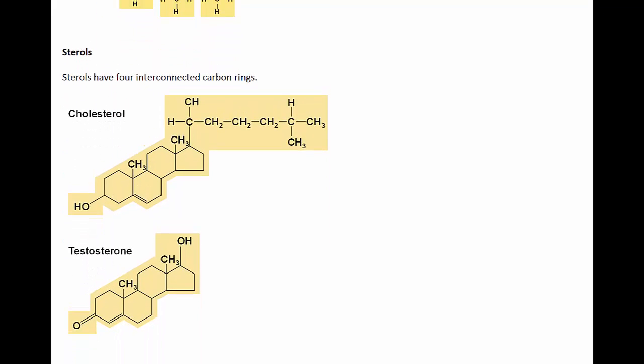Sterols are lipids that have 4 interconnected carbon rings. Vitamin D and cortisone are examples of sterols, as is cholesterol. Cholesterol is a key part of animal cell membranes. In addition, animal cells use cholesterol as a starting material to make other lipids, including the sex hormones testosterone and estrogen.